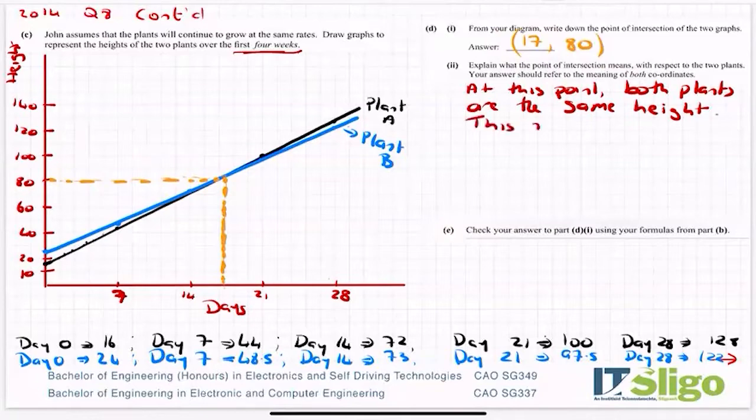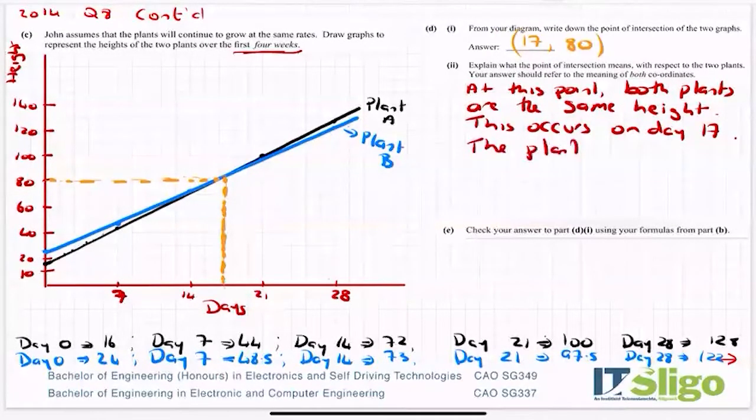This occurs on day 17. The plants are both 80 centimeters on this day, or something to that effect. That explains that the 80 means a height, and the 17 means days of growth.